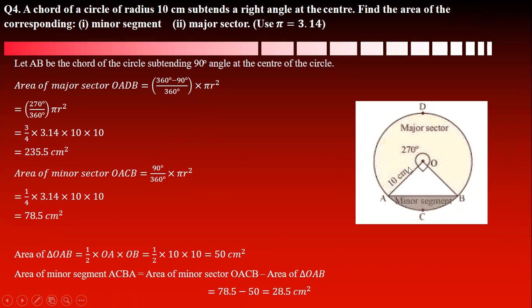Now the area of the segment ACBA. This is the segment for us. Minor segment is the area of the minor sector OACB minus the area of triangle OAB. Now, if we write minor segment also as ACB, then there is no difference between arc ACB and segment ACB. That's why we are writing a complete figure, which is ACBA. We are repeating A for the segment. Okay, so we found the value 78.5 minus 50, which is 28.5 centimeter square.